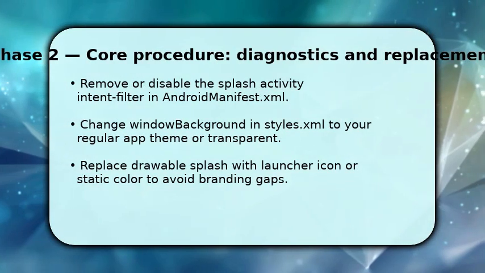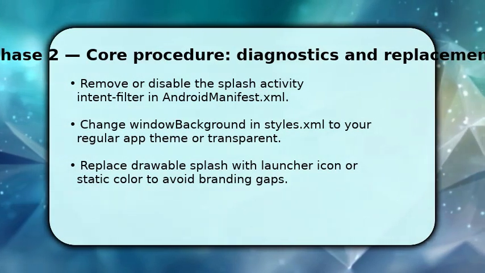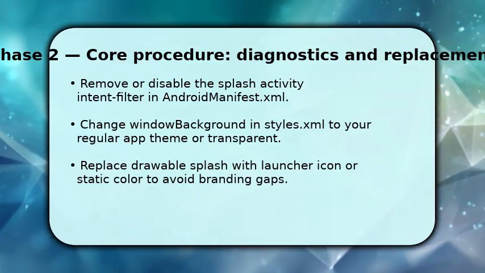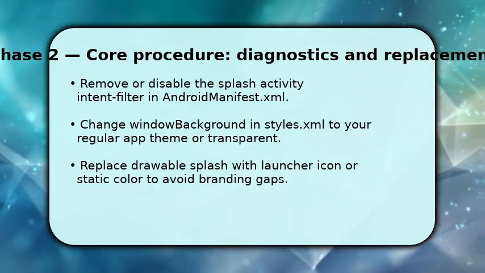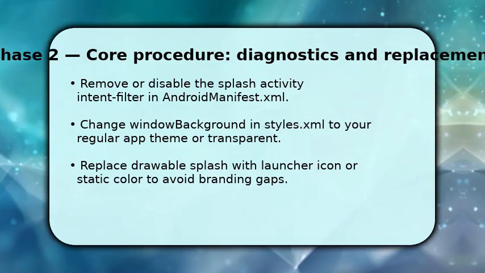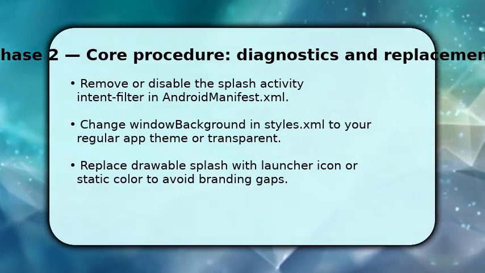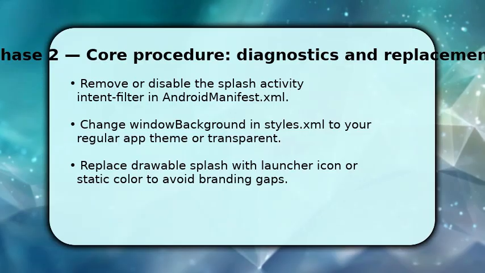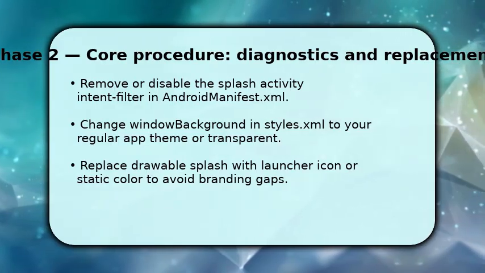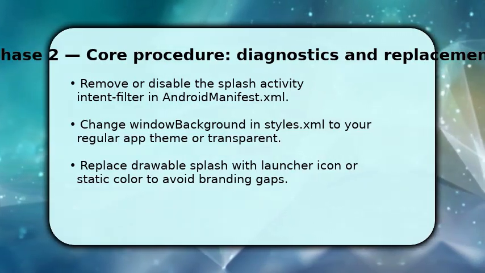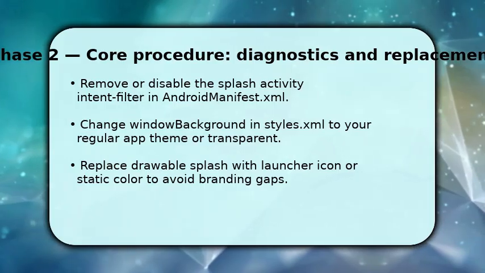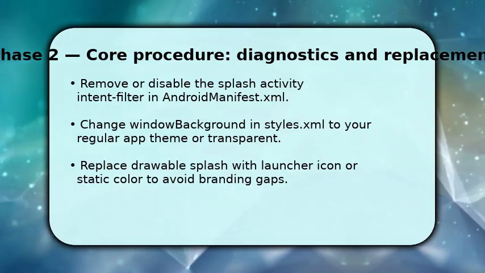You will now remove the splash by editing the manifest and theme files. First, delete or comment out the splash activity's intent filter and launcher category so the app launches the main activity instead. Next, open styles.xml and replace the splash theme's window background with your app's normal theme or a transparent layer. This prevents the extra splash frame.